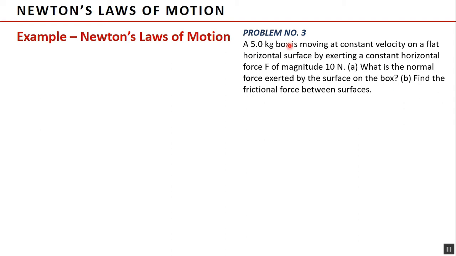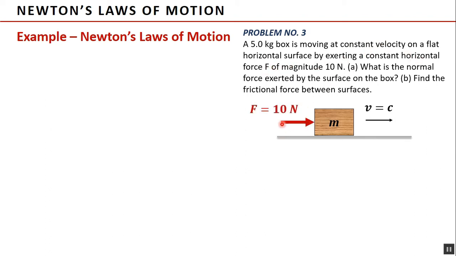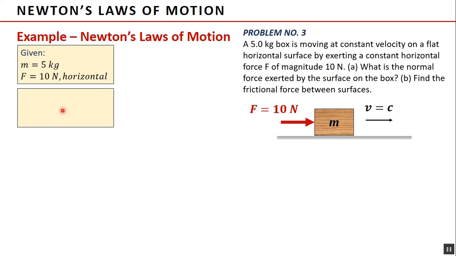Now we try to imagine and draw the situation. Let's say this is the box. According to the problem, it is moving on a flat horizontal surface. So we draw here a horizontal line. And it moves at constant velocity along this line, by applying a constant horizontal force F. And this is the force. After understanding the problem, we establish given information. Here we have mass m, 5 kilograms, and the horizontal force, 10 newtons. Then we list down required quantities. Letter A, the normal force. And letter B, frictional force.